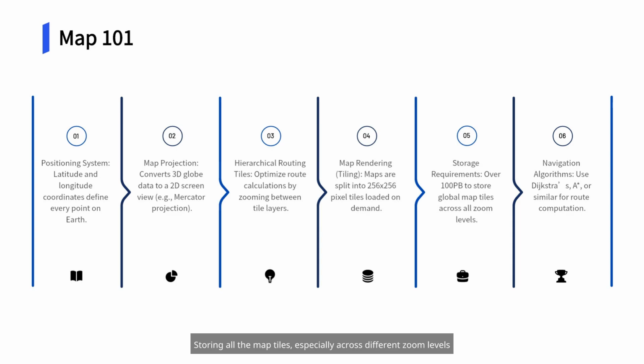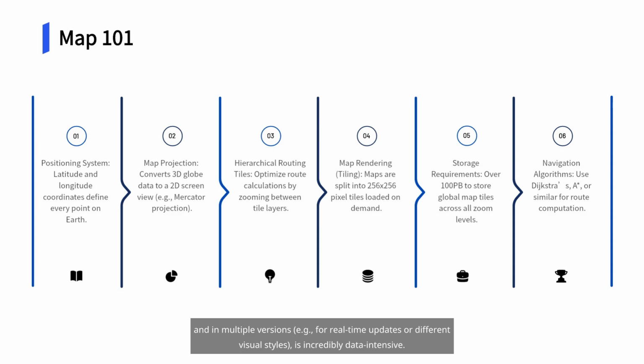Storage needs. Storing all the map tiles, especially across different zoom levels and in multiple versions, e.g., for real-time updates or different visual styles, is incredibly data-intensive. At Google's scale, we're talking about over 100 petabytes of map tile data globally. This data is distributed and replicated across data centers for availability and performance.